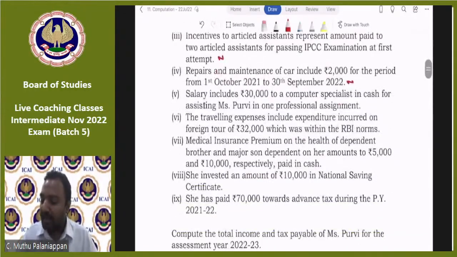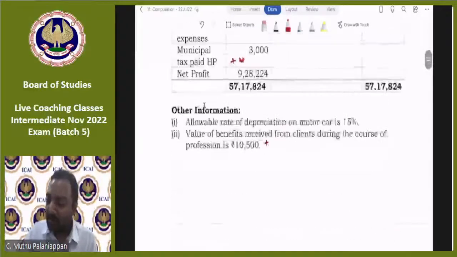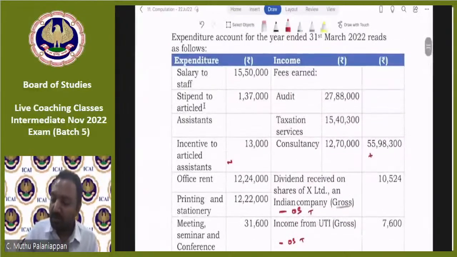And then salary includes 30,000 to a computer specialist in cash for assisting Ms. Purvi in one professional assignment. So 30,000 for one professional assignment is not salary. It is a consultancy expense. So it is not salary. So from salary, it must be adjusted. So salary to staff, I need to add this.